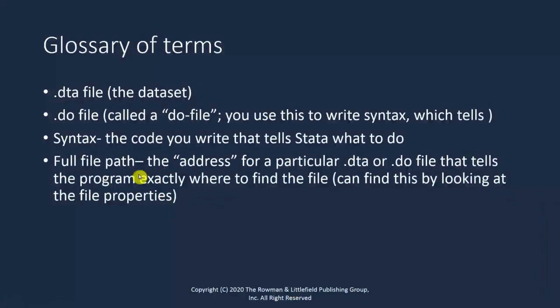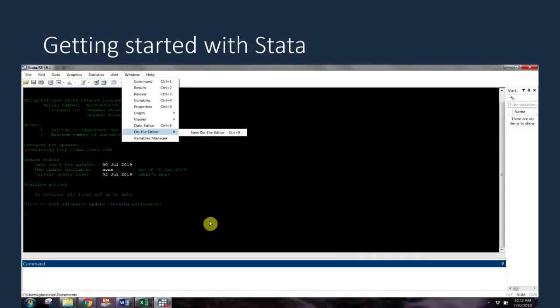You're welcome to look through any of the other resources and slides that contain the glossary of terms. I've just covered these: what a data file is, what a .do file is, syntax, which is the code that we write into the do file to tell Stata what analyses to perform. And the final thing that we should cover before moving into Stata is what a full file path means. It's essentially the address for a particular file so that the Stata program knows exactly which file to open and where to find it. And I will show you how to find the full file path.